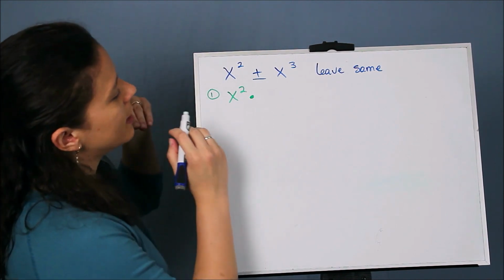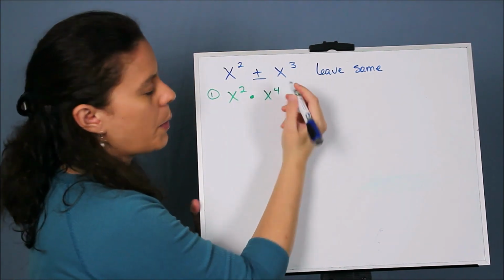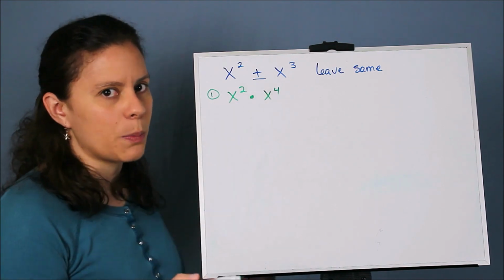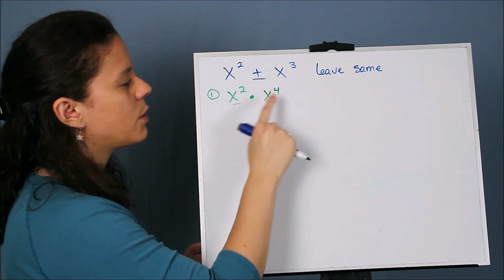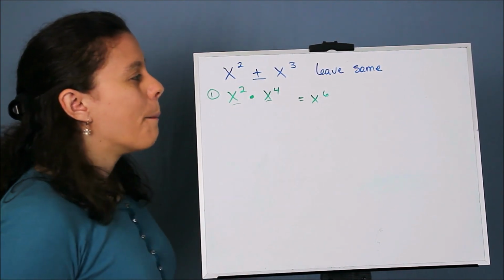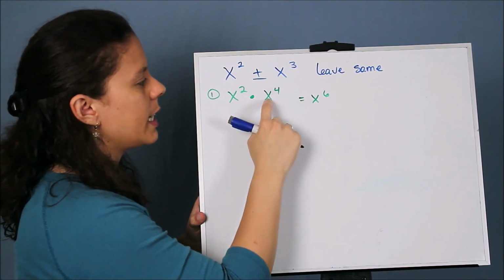So let's suppose I do x to the second power times x to the fourth power. The rule says that you have to add the exponents. When I'm multiplying the bases, and making sure that the base is the same, I have to add the exponents. So this would be x to the sixth power. But where does that come from? Well, let's think about what this actually is.